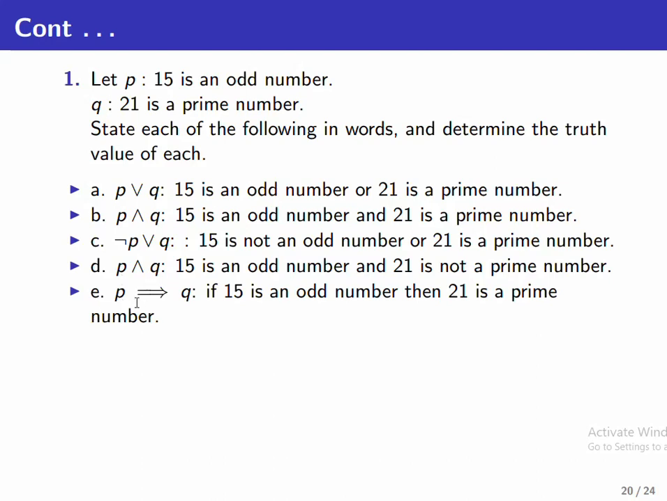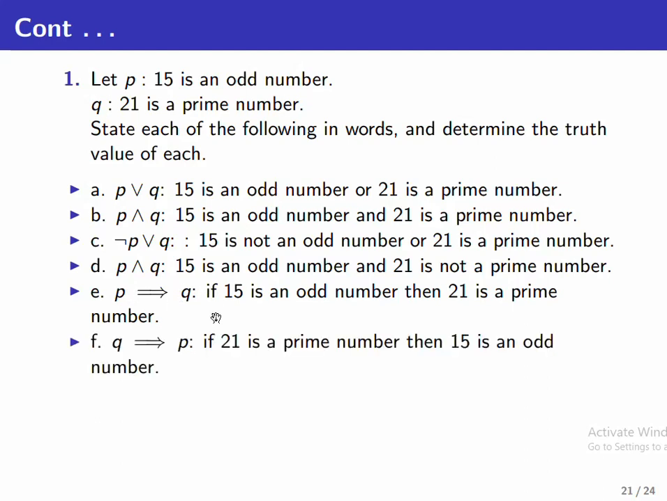E. P implies Q can be written as: if 15 is an odd number, then 21 is a prime number. Or in other words, 15 is an odd number implies 21 is a prime number. So what's the truth value? From the above, P is true and Q is false. So P implies Q means true implies false, which is false. Therefore, P implies Q becomes false.